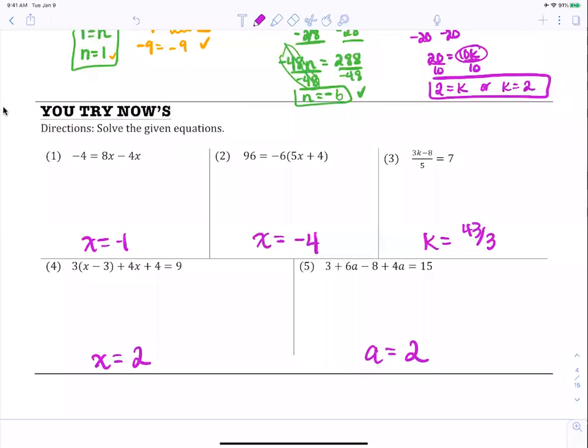All right, so just be aware, number 3, you actually do get a fraction. If you wrote your answer as a decimal, remember we do not write answers as decimals unless it's a word problem, okay? So number 3 doesn't turn out to be the nicest, but you should have gotten 43/3 as your answer.